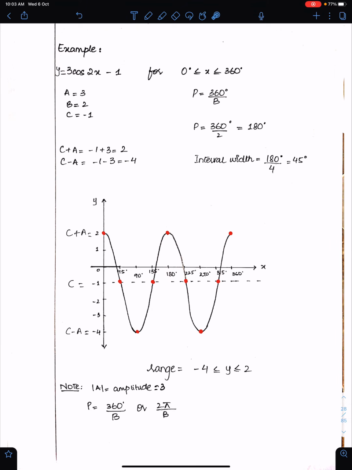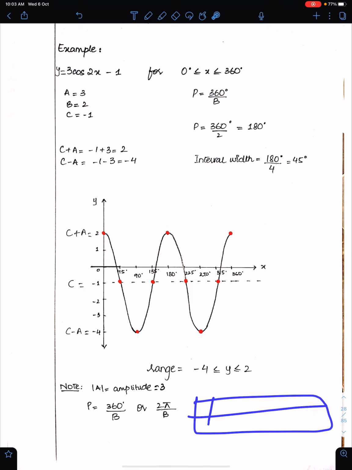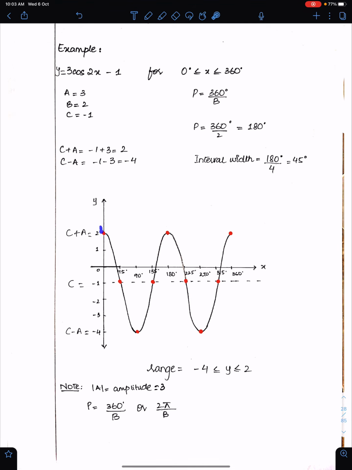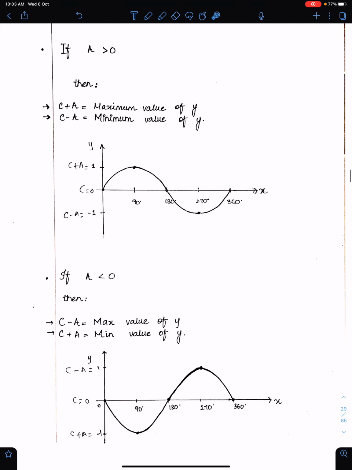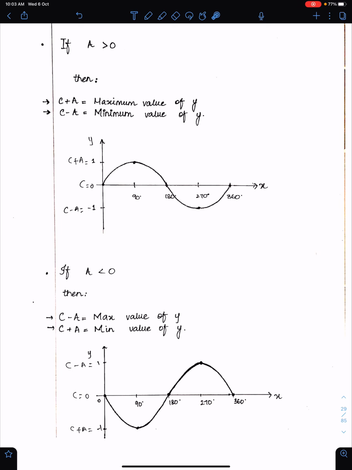You need to construct a table for the values of x and y: 0, 45, 90, 135 and so on. And you'll get these points from the table. Just sketch a smooth curve. Amplitude is 3, period is this, 180. Well, if a is positive, then we always get this type of sketch.